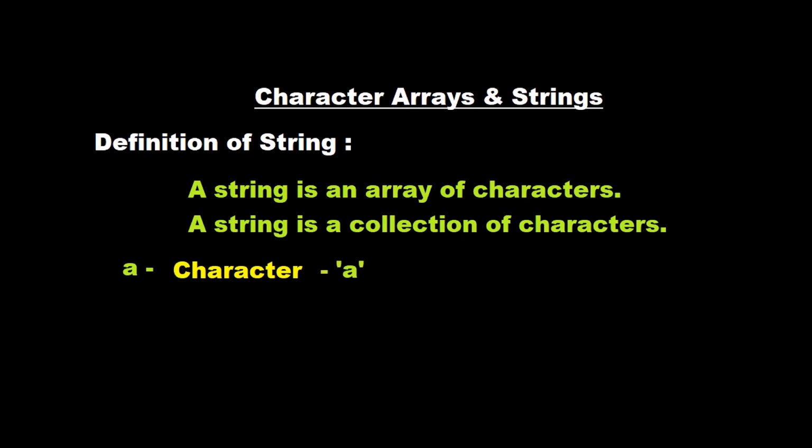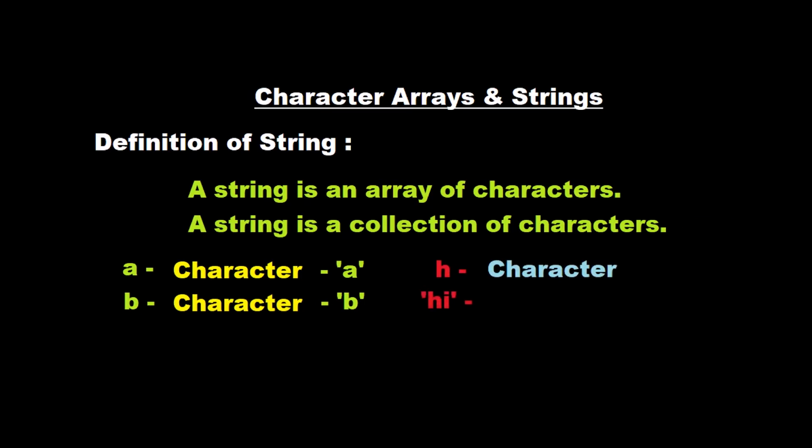denoted like this inside quotes. B is also a character and it can be denoted like this inside quotes B. And if we have to define a string, then as I said earlier, string is a collection of characters. So here, as you can see, H is a character and hi is a string inside quotes.